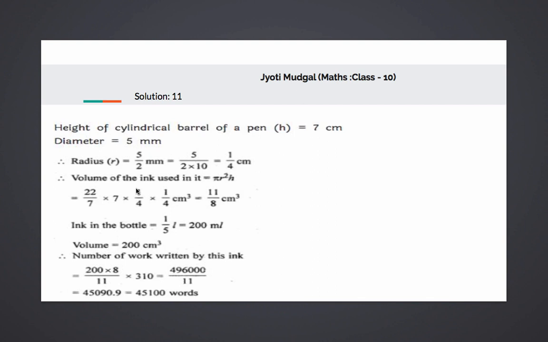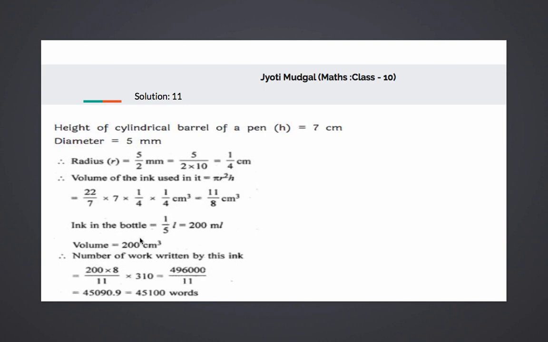Now the question further says, a barrel full of ink will be used up when writing 310 words. So the barrel is filled, what will be filled inside? Capacity. We are talking about volume, the ink filled in it. The volume formula is pi r square h. Pi is 22 upon 7, radius r square is 1 by 4 into 1 by 4, and height h was 7 centimeters. Substituting all the values, I get the volume of that cylindrical barrel, pi r square h, as 11 by 8. That's fine.